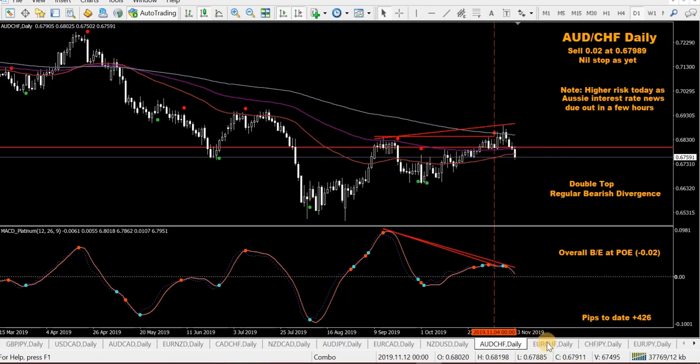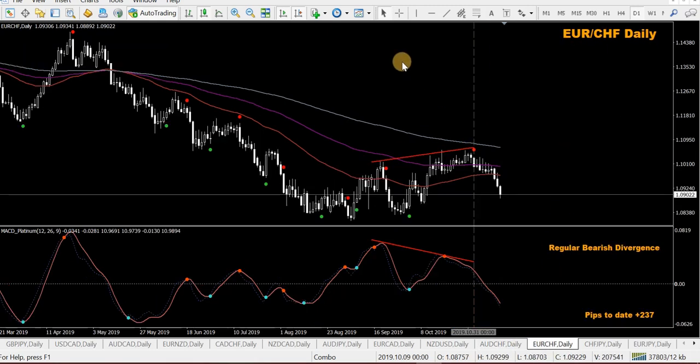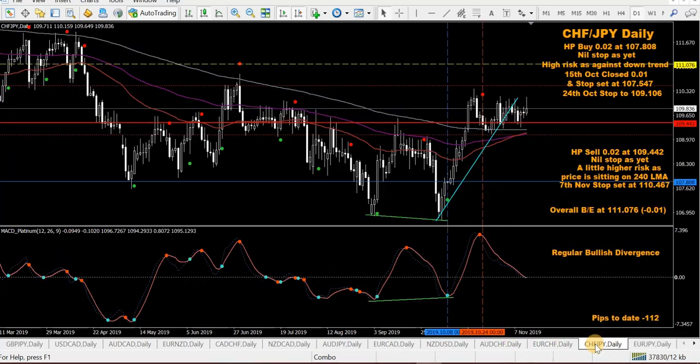Aussie Swiss. Euro Swiss. Don't know why I didn't take that sell trade. Or did I and closed it already? I might have closed it already. Not sure. It might have been because the MACD was too close to the zero level when the entry was given, something along those lines. So not in a trade at the moment.